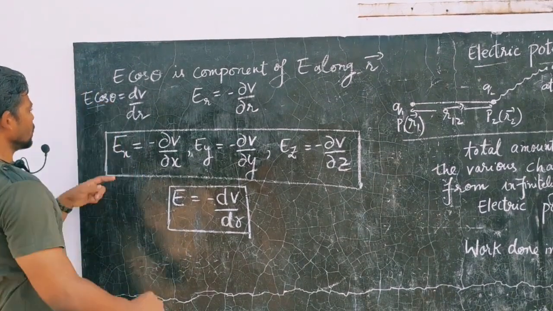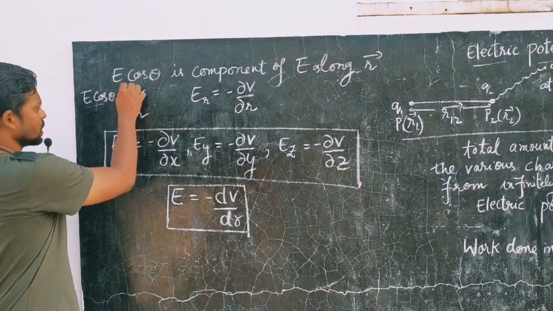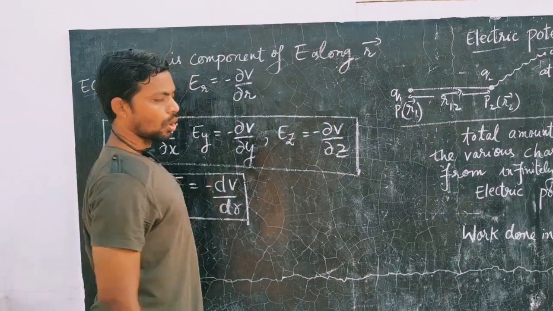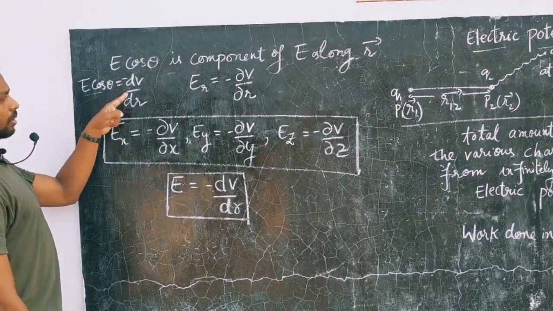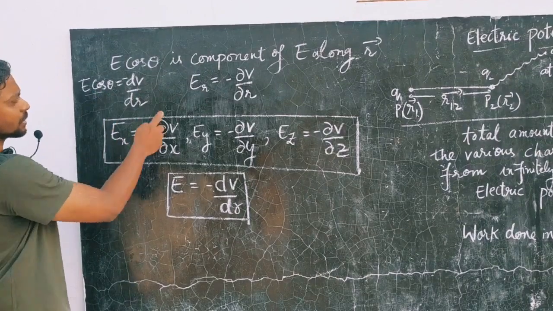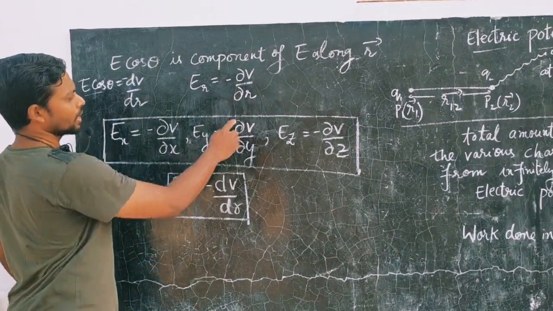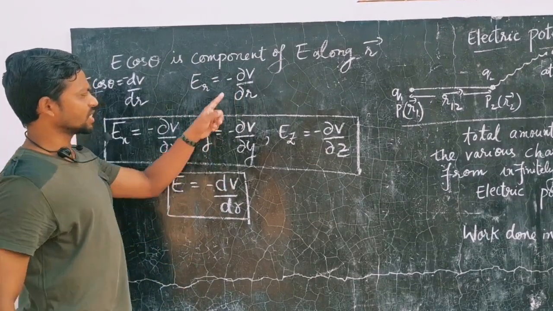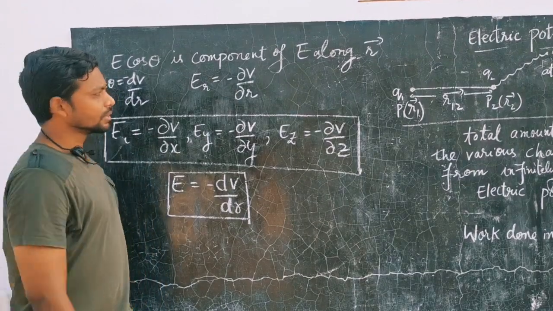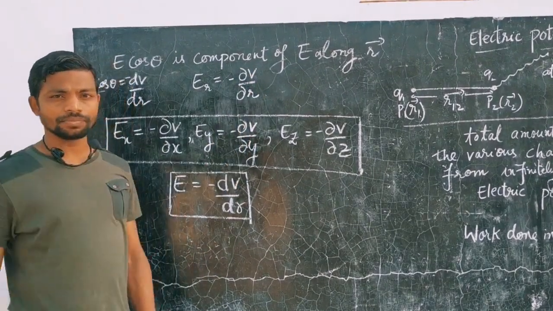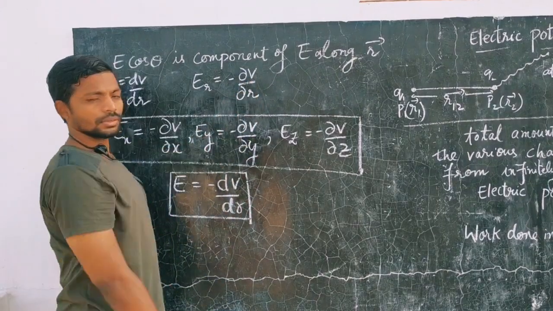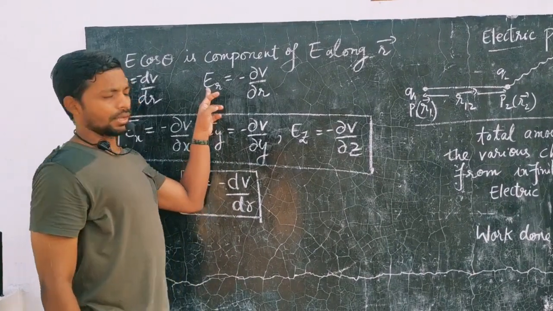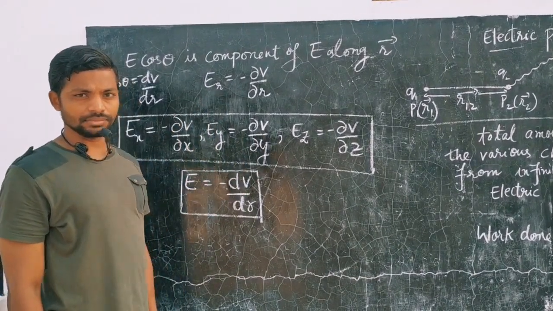So we got this equation E cos theta is equal to minus dV by dr. You can see E cos theta is the component of E along R. So this can be written as E_R is equal to minus ∂V by ∂R. You can see here I changed this to partial derivatives. The symbol of partial derivatives represents the variation of potential along a particular axis and the electric field in that particular axis, right?